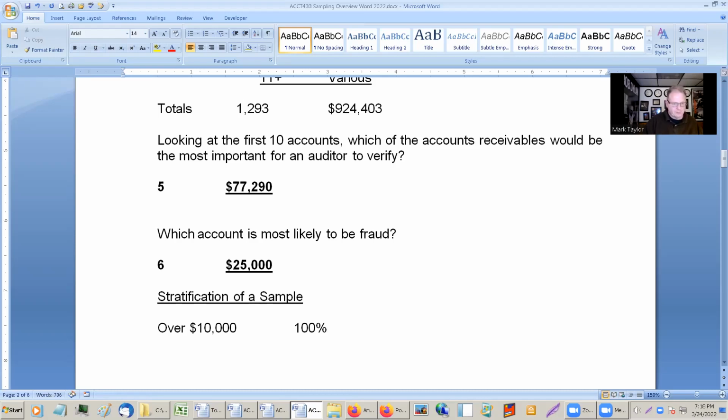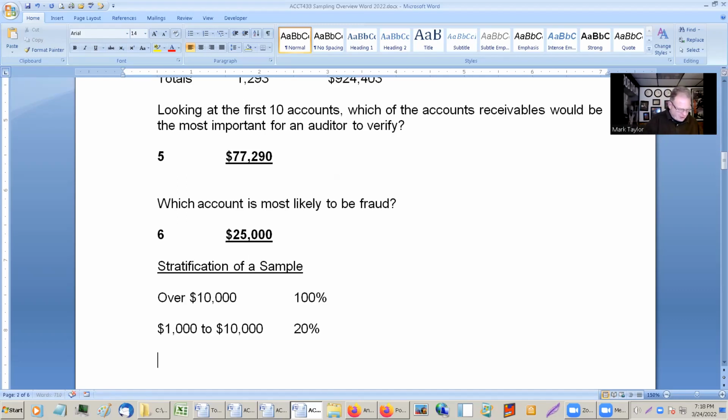1,000, 10,000. You're still interested in those, but not quite as much as the really big ones. So maybe you take, let's pick 40% of those. It may be less than that. Let's say 20% of those.